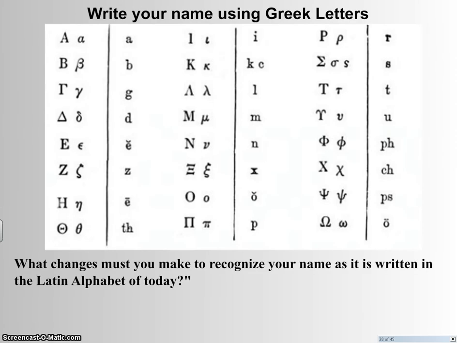Okay, here's the Greek alphabet. What I'd like you to do is try to write your name in the Greek alphabet. If you'll notice, look at the columns. On the left side are the Greek letters. On the right side of the line is the American letter, or the small e.